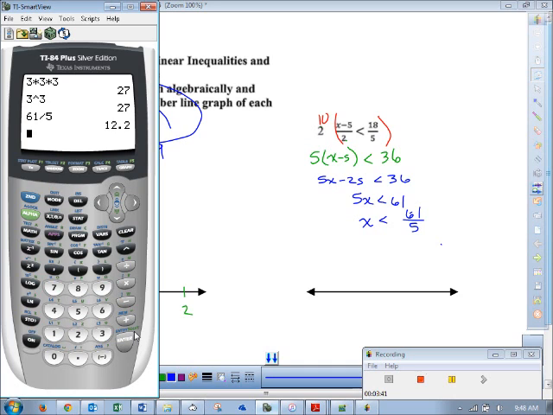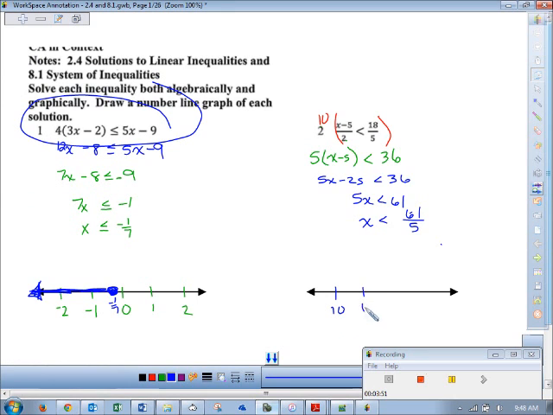So graph it on the number line somewhere. Got to be between 12 and 13. So 10, 11, 12, 13, 14. Open dot. It's like 12.2, so putting 61/5 though. And that was less than, so shade to the left.